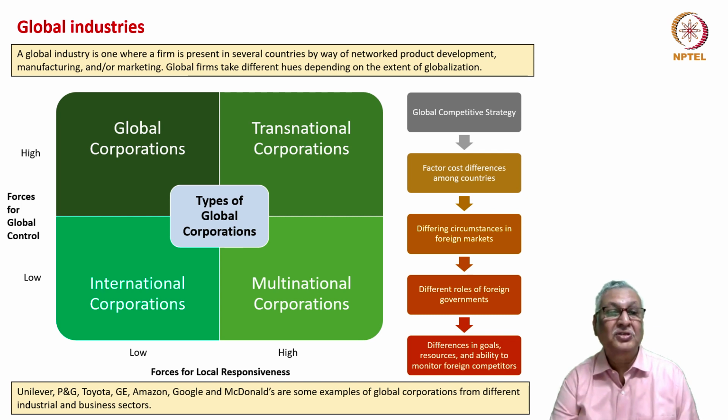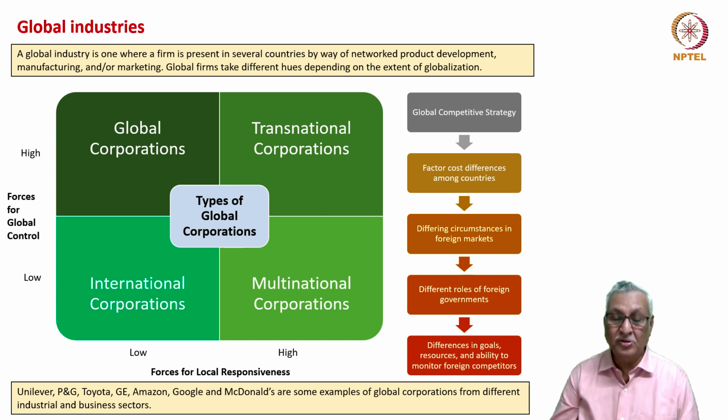Global industries are very much the order of the day. A global industry is one where a firm is present in several countries by way of network product development, manufacturing, and marketing. Global firms take different hues depending on the extent of globalization. We have discussed the CAGE framework earlier. Let's look at the types of global firms.